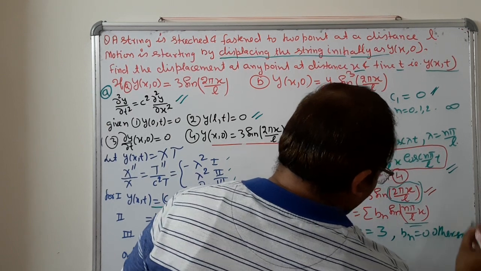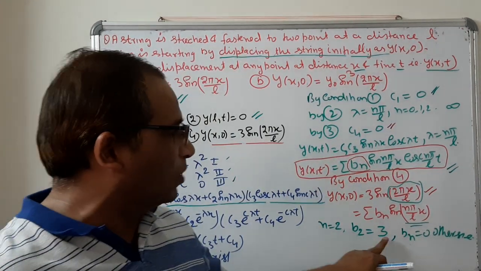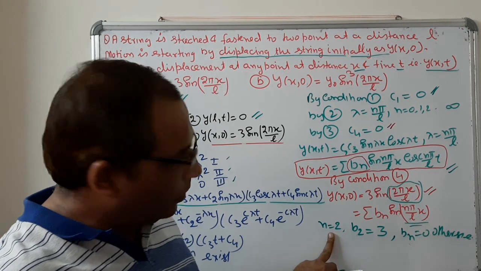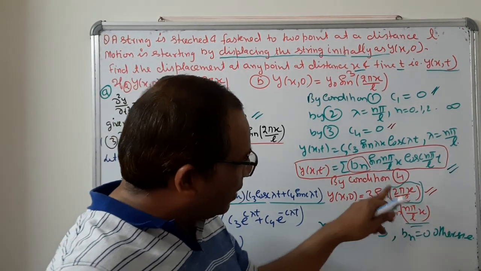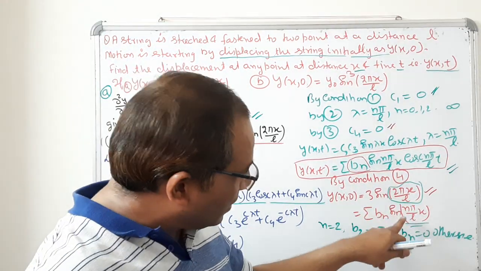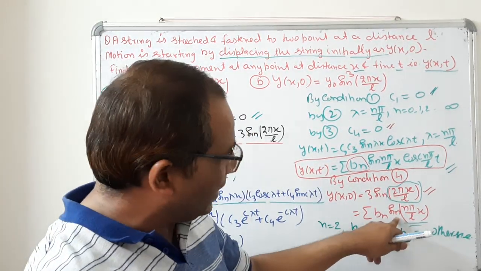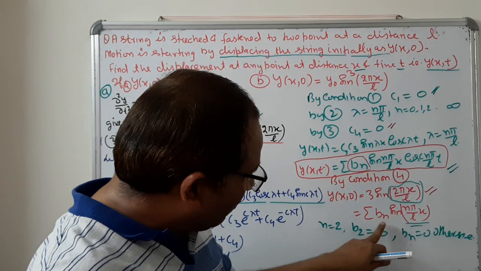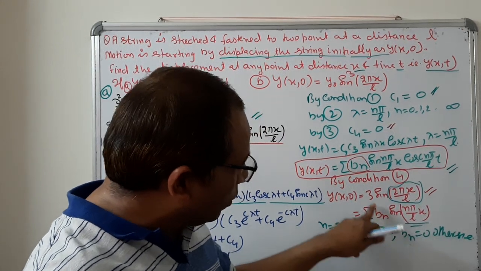Only because we get only one term, that's why we say B2 equal to 3 and n equal to 2. From where do we find this? By comparing the angles of these two, the given condition and this equation, right? So n equal to 2, and we put n equal to 2, which means B2 equal to 3.